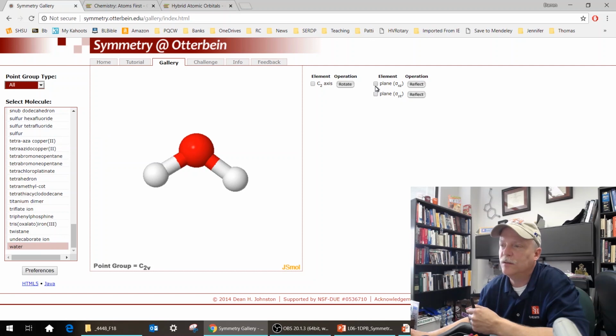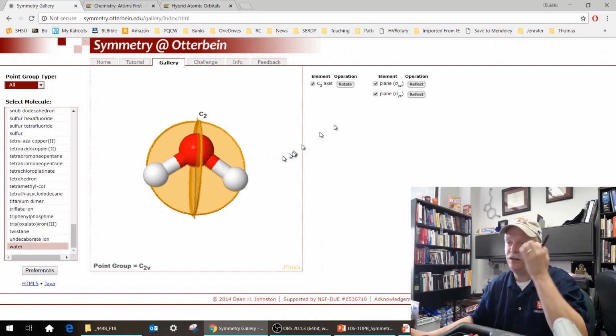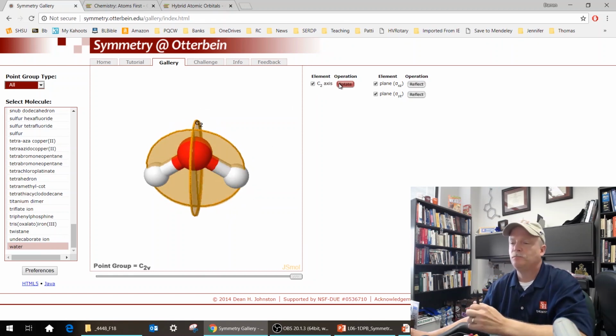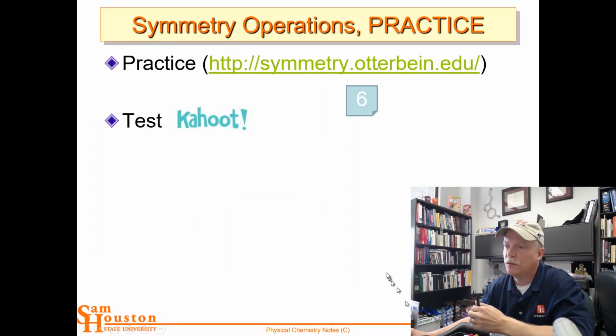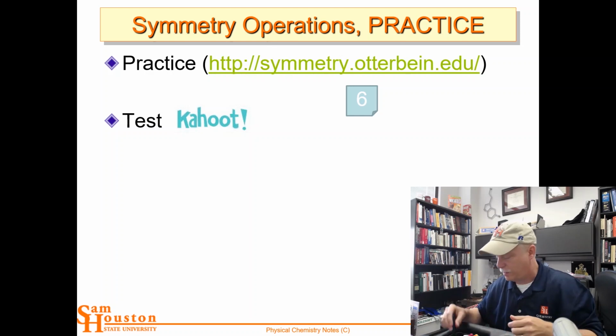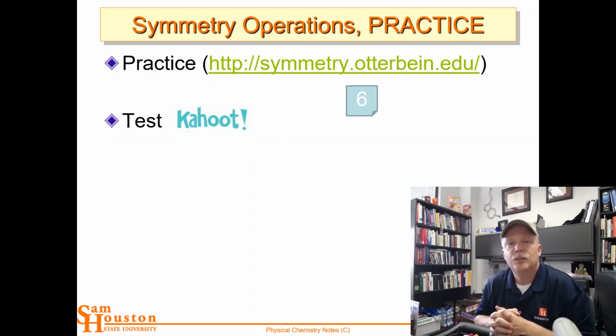So here's the XZ plane, the YZ plane, the C2 axis. Not very much symmetry for water. That's why we call it an asymmetric molecule. And so I think with that, that's a good introduction. We can stop here and practice, practice, practice.